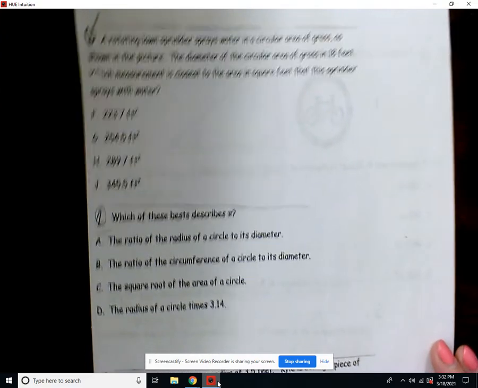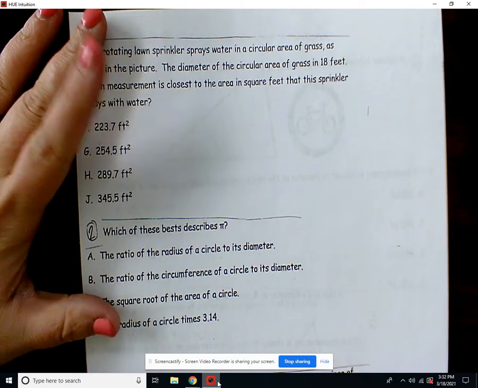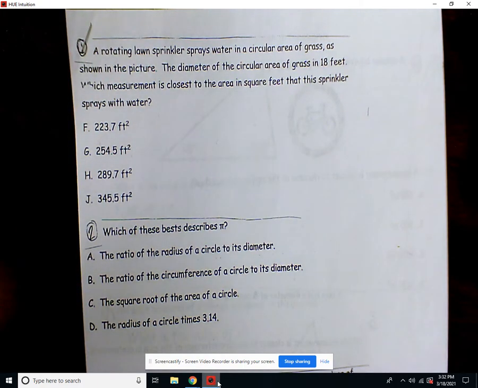Review for our Unit 5 test. It's going to be over what we covered in Unit 5, so circles, triangles, and angles. And then it's going to be a mix of everything that we've done for this year.